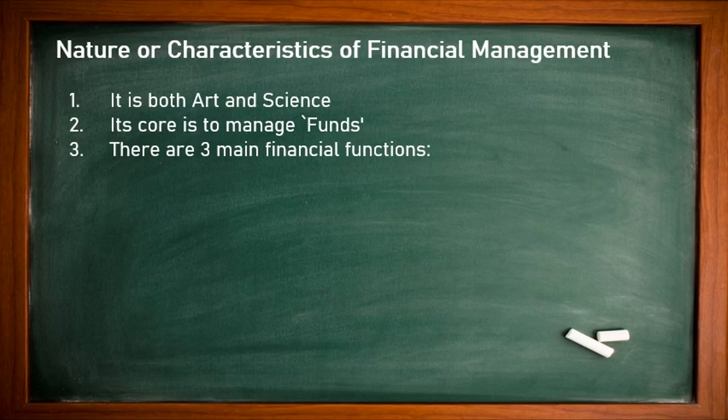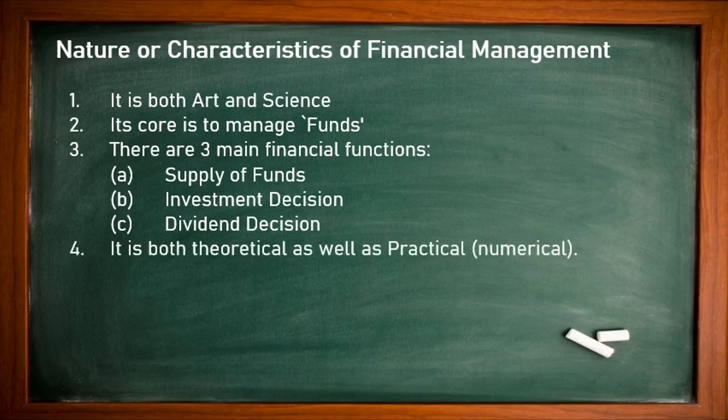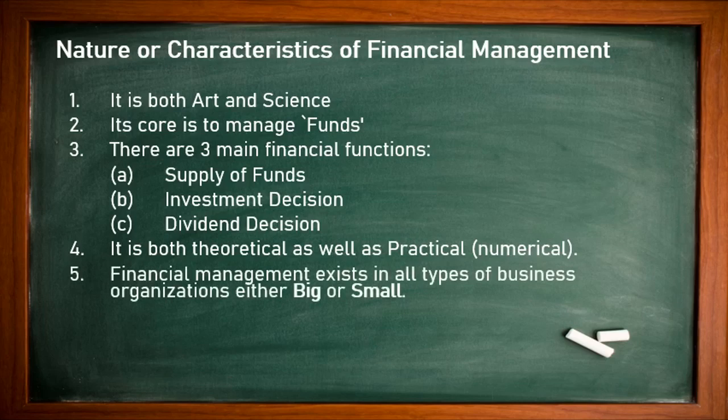As we discussed already, there are three main financial functions. These are supply of funds, investment decisions, and dividend decision, meaning distribution of dividends, as we discussed. Fourth, it is both theoretical as well as practical. Theoretical, when we are giving any method or process. And once we are giving the calculations, it is numerical. So financial management deals with both types of aspects, methodological and practical.